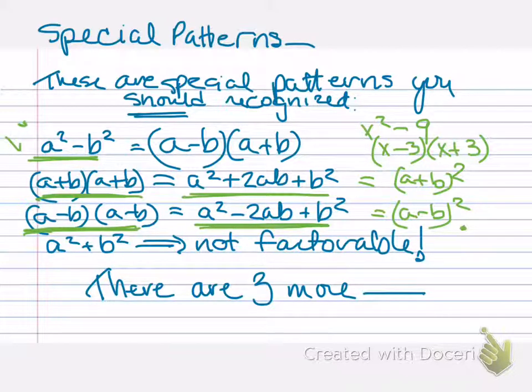When you have a binomial and you're adding a squared plus b squared, you're done. You can't do any more. You're factored, okay? So there are 3 more that you're going to need to know how to use.